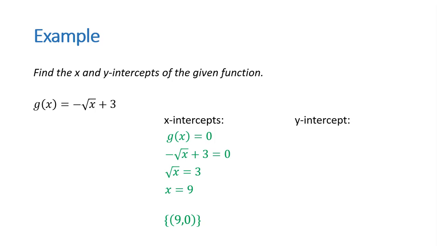Now let's do the y-intercept. So we're evaluating g of 0. Let x be 0, figure out what y has to be. So plug in 0 in place of x. Square root of 0 is just 0. Negative 0 is still just 0. So simplified by adding on the 3, we get y equals 3. So g of 0 equals 3, which means our y-intercept is (0, 3).